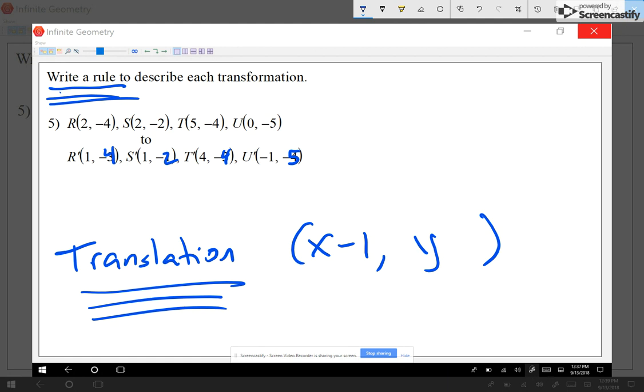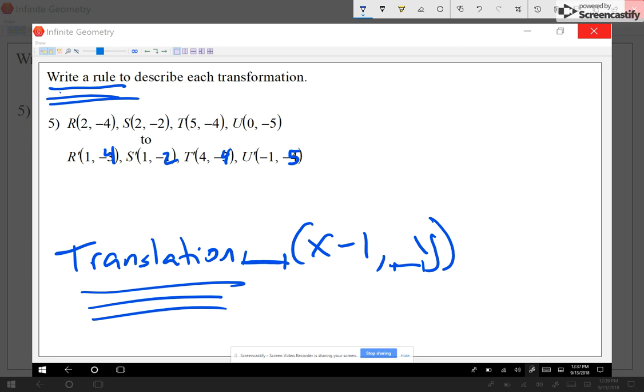Any questions on these? Yes. Is there a space between translation and the parentheses? Yeah, between translation and the parentheses, there's a space, and after the comma. And then after the y value, no space. Now, any other questions on these?